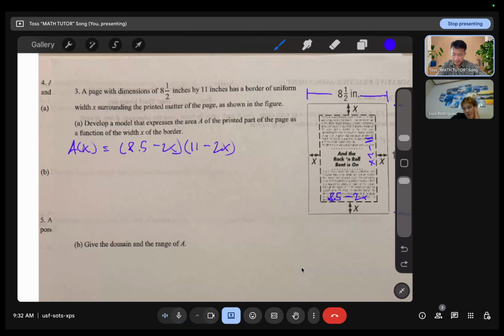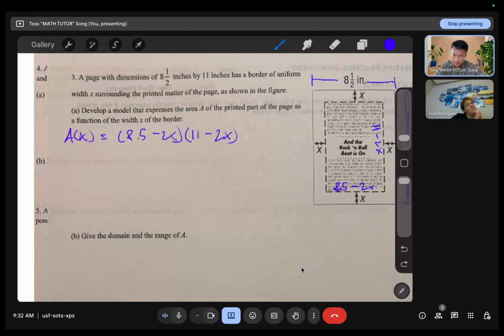Is that done for A? Develop model of area A of x. Yeah, that's done. If you want to FOIL it, you can, but let's wait just in case we don't have to. If not, your teacher should be fine. B, give the domain and range of A.